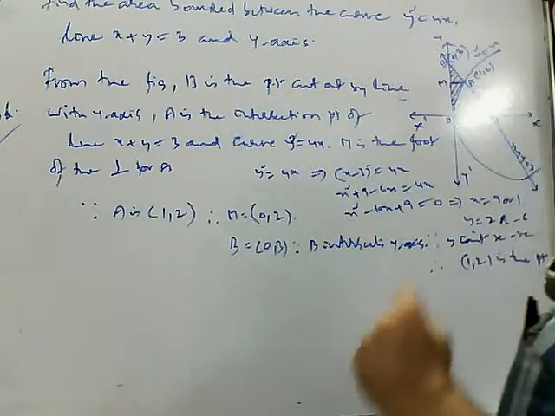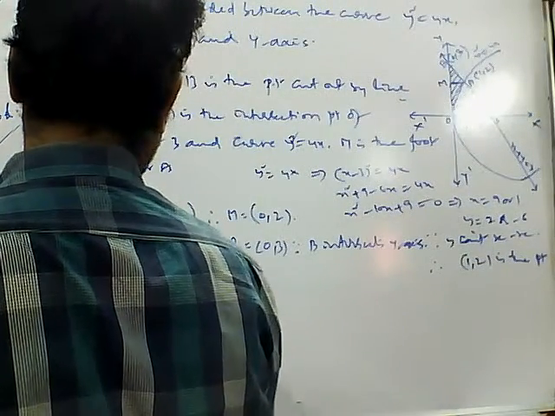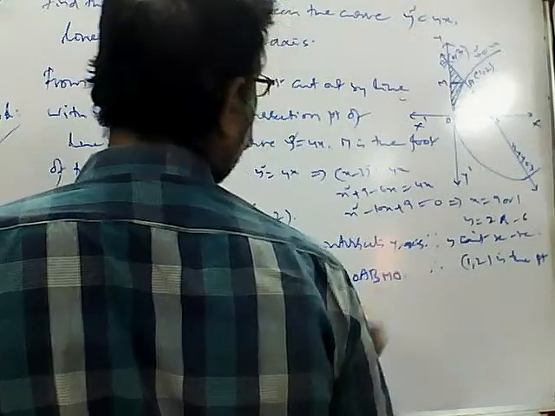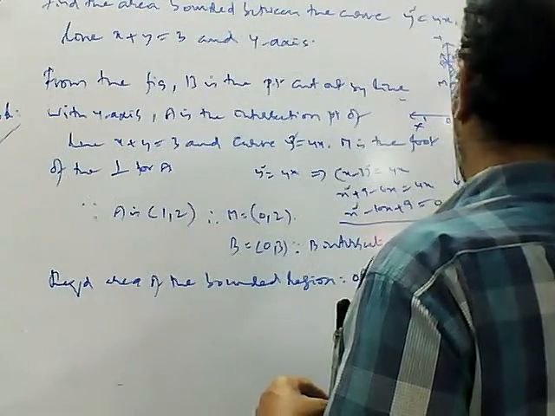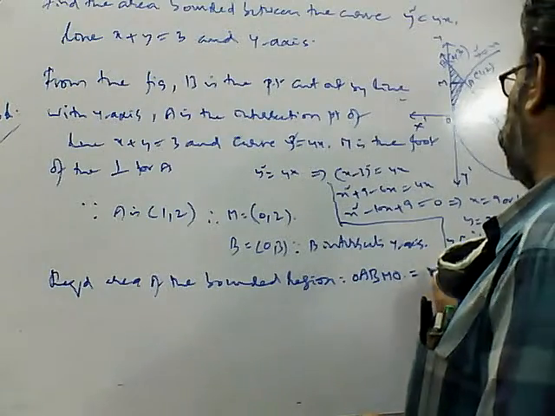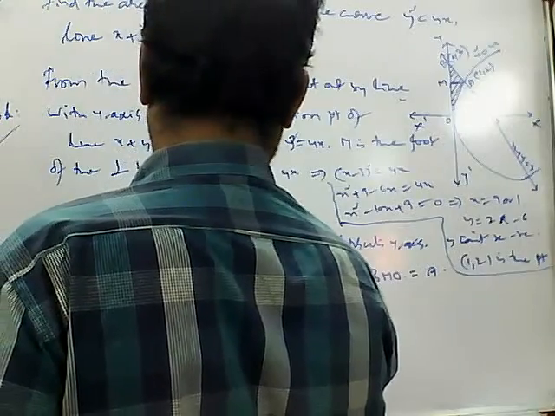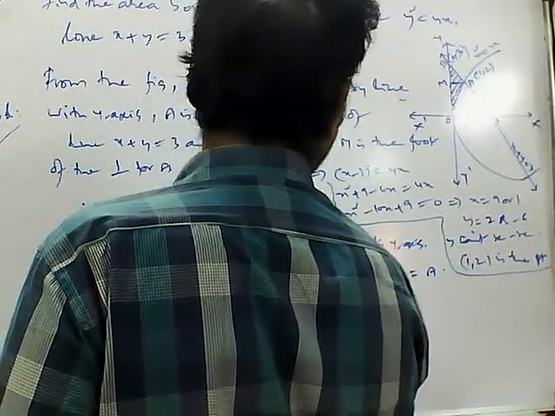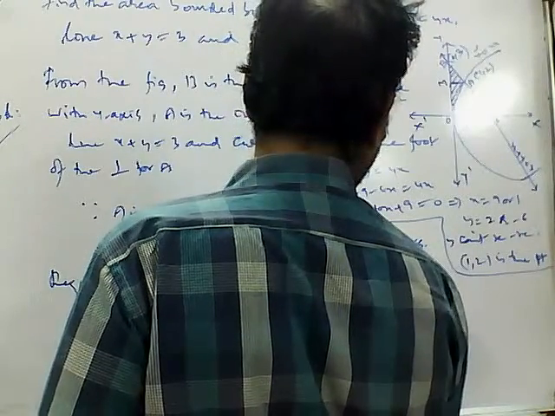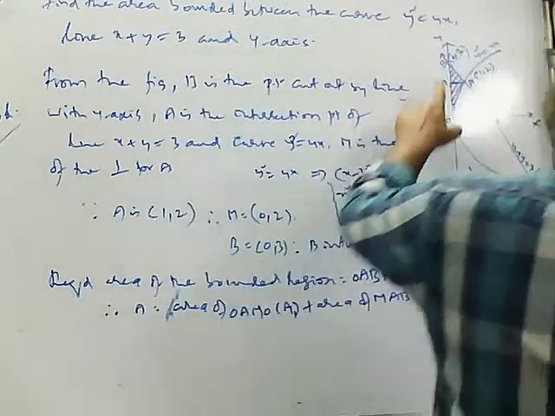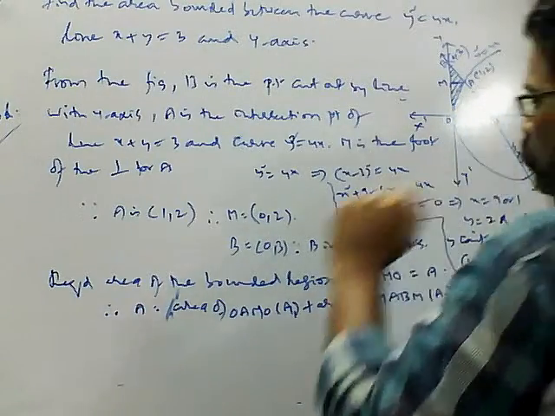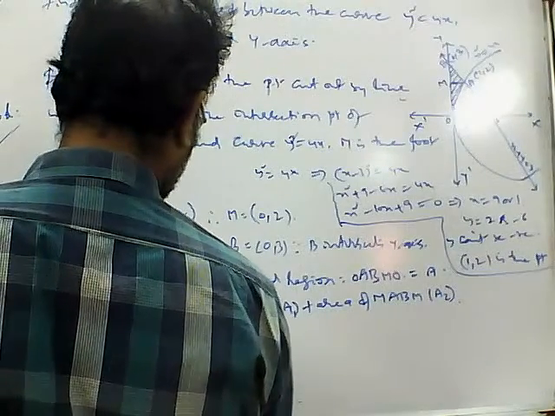Now you can find the required area of the bounded region, which is equal to OABMO. Okay, that is equal to A. Therefore, A is equal to area of OAMO, A1, plus area of MABM, A2. So MABM is with respect to the line and OAMO is with respect to the curve. Therefore, A1 is equal to integral.